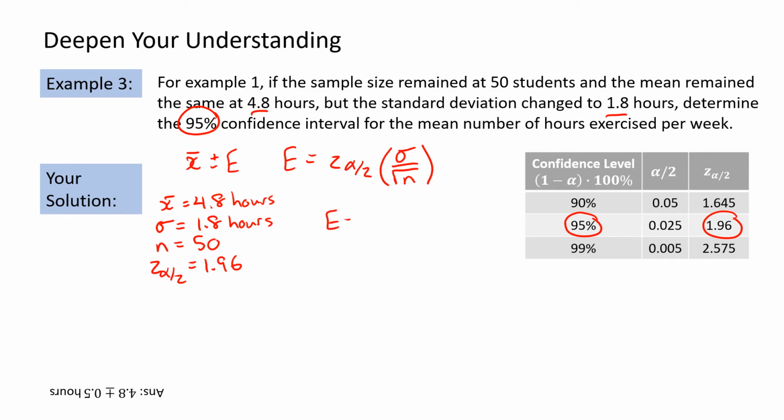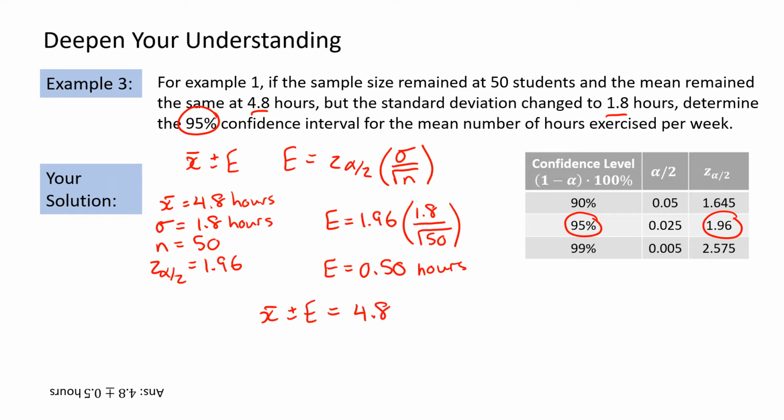Substituting in these values, we get our error is equal to 1.96 times our standard deviation, which is 1.8, divided by the square root of 50, our number of samples. And we see here that our error went down even further. It's now 0.5 hours, instead of 0.58, or 1 like our initial example. So it's actually cut it in half. What that means is we have x bar plus or minus our error. Our mean is 4.8 hours plus or minus 0.5 hours.